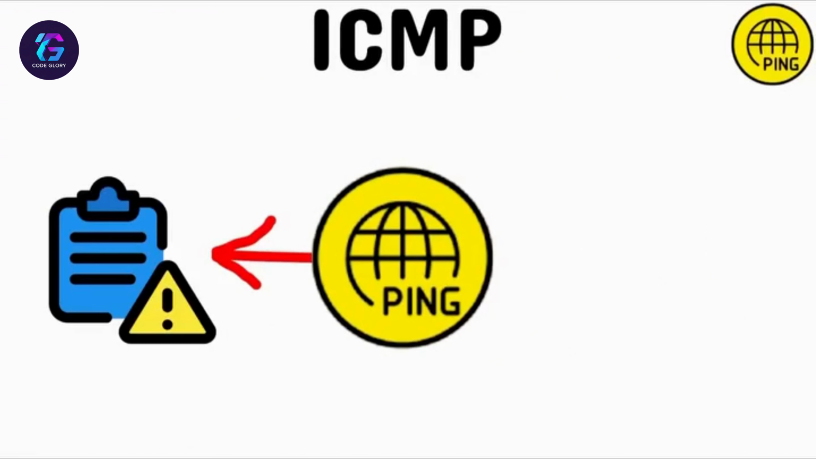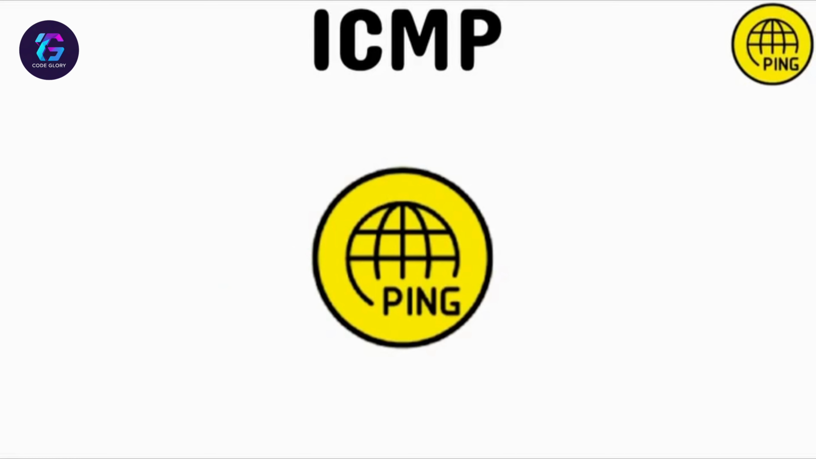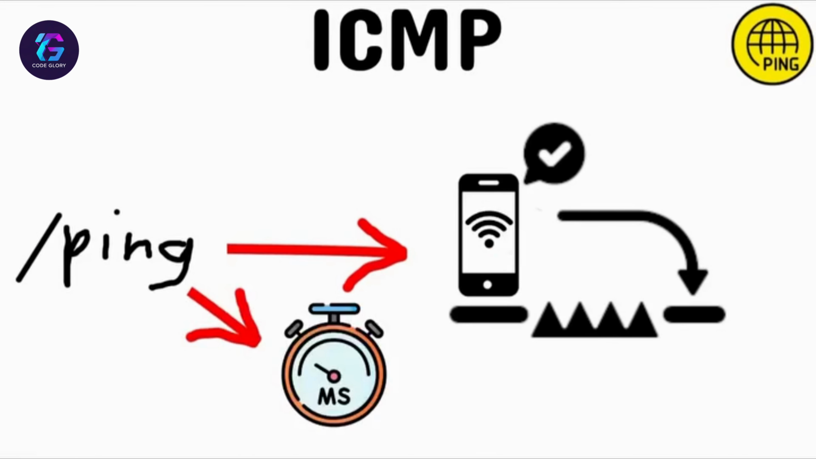ICMP is used for error reporting and diagnostic purposes within a network. One of the most common uses of ICMP is the ping command, which checks if a device is reachable on a network and measures latency.